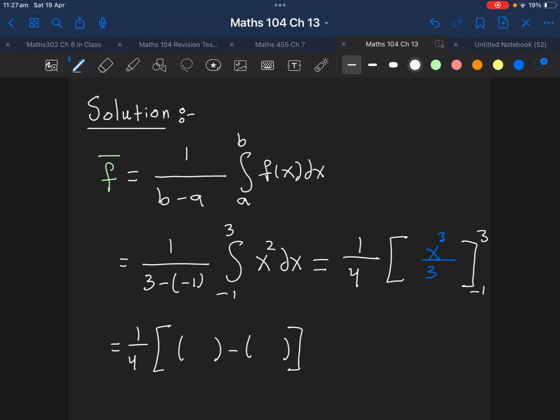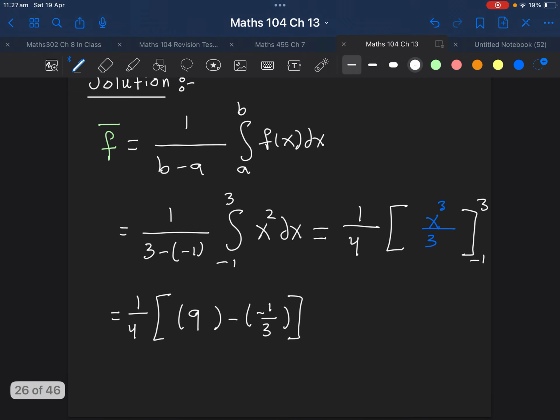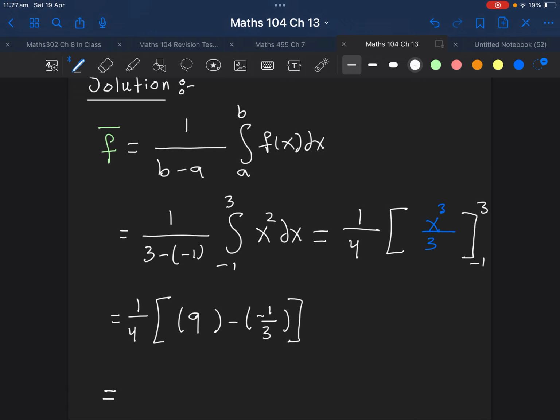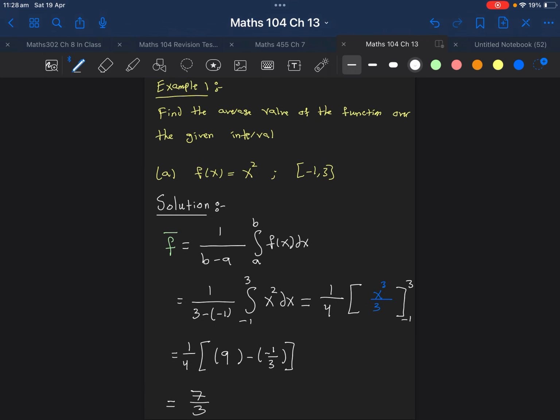If we do that correctly, if we substitute 3, this is 9. If we substitute -1, it will be -1 over 3. Well, you can plug everything into your calculator to find the final answer. It would be just 7 over 3. And that's how we find the average value.